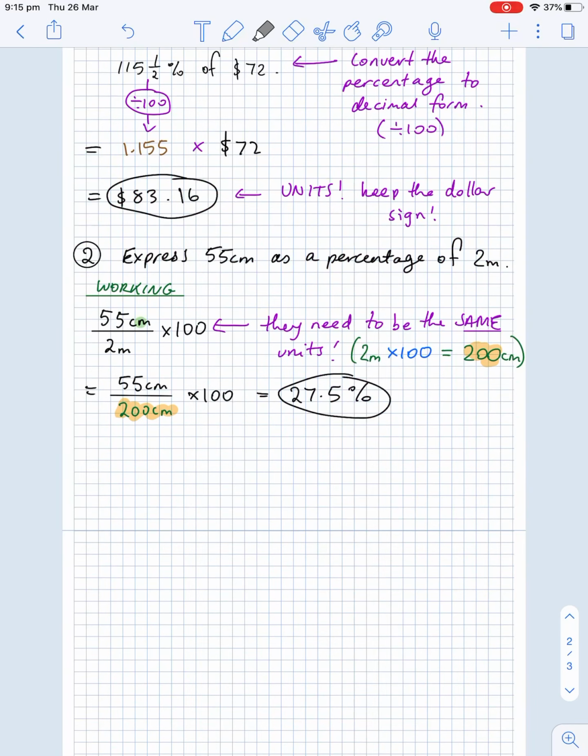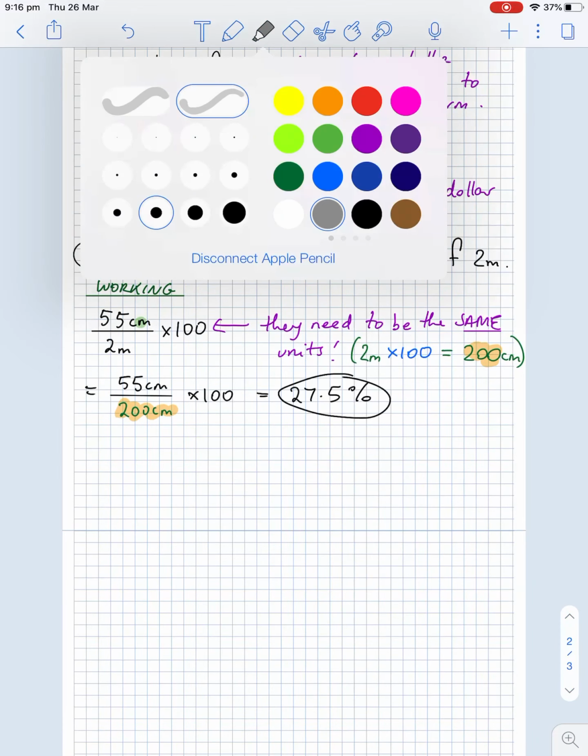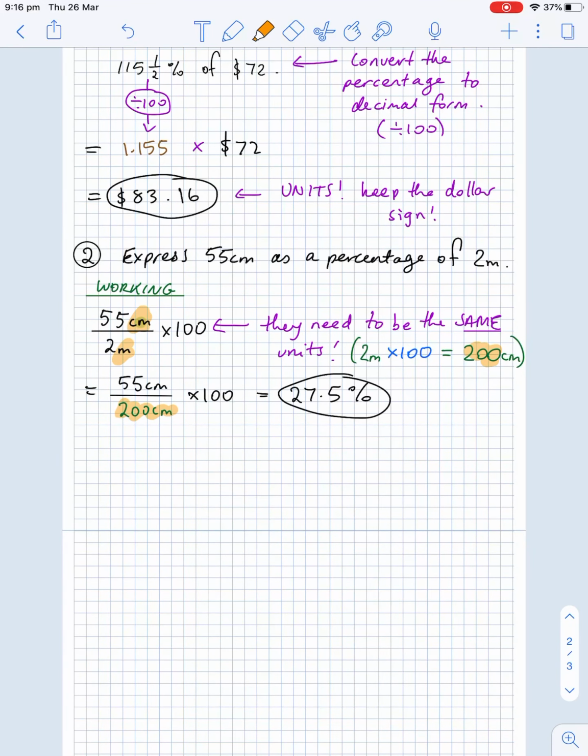And this is the other sort of question people stuff up a lot. Express 55 centimeters as a percentage of 2 meters. I want a percentage. So this is where you make a fraction and then times by 100. So here's my fraction. I'm timesing by 100. But there's one problem with our fraction: the units. It's really important that we deal with these units being different. So we've got to think, how can we make it so that suddenly the units are the same? Well, the easiest way is to convert your 2 meters to centimeters by multiplying it by 100. So you get 200 centimeters.